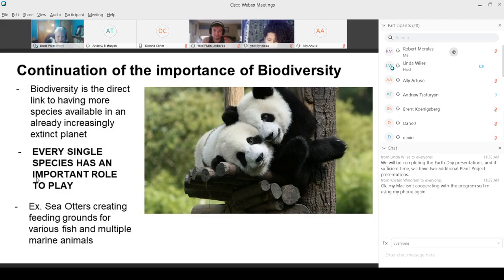Okay, to continue the importance of biodiversity. Biodiversity is the direct link to having more species available in an already increasingly extinct planet. Every single species has an important role to play. An example of this would be sea otters creating feeding grounds for various fish and multiple marine animals.